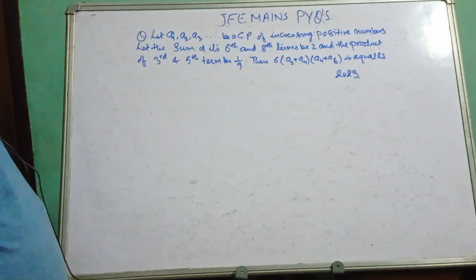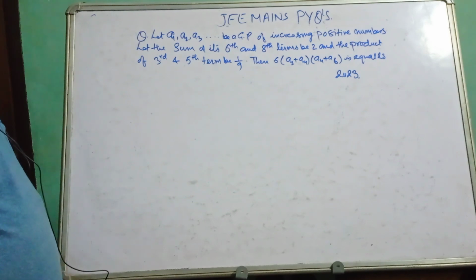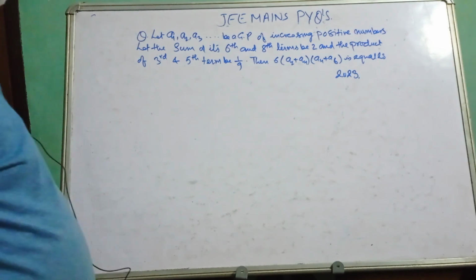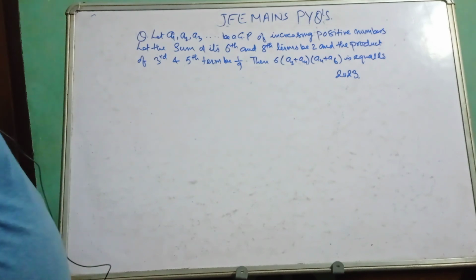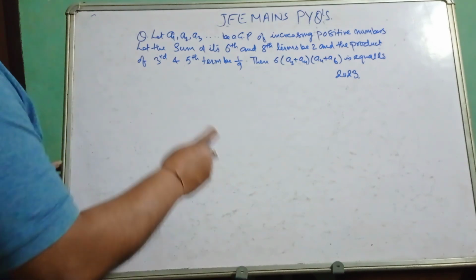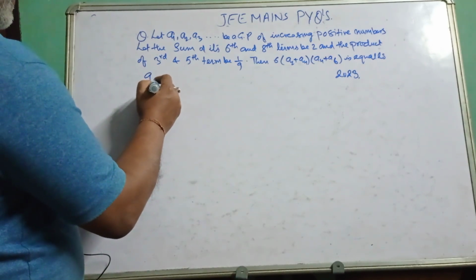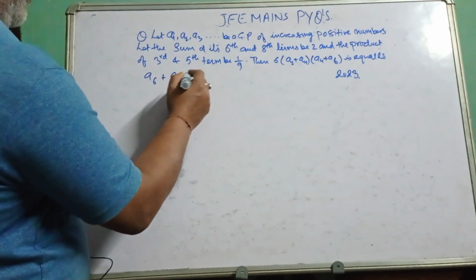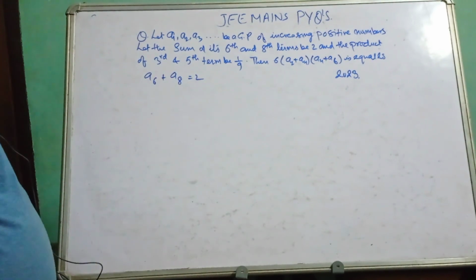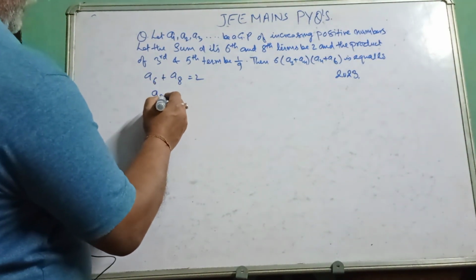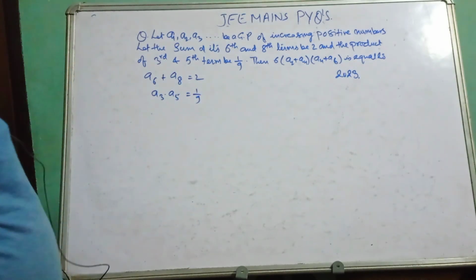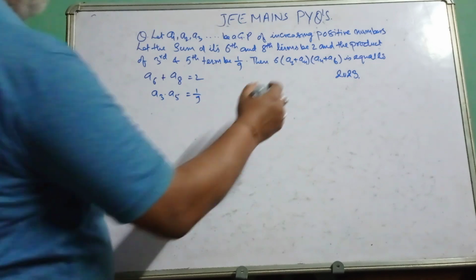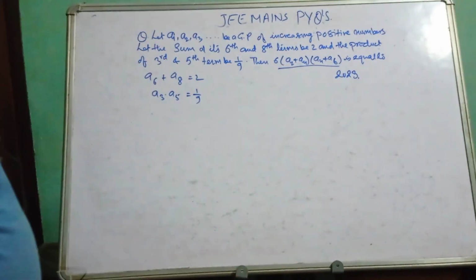Now my next question is: let A1, A2, A3 be a GP of increasing positive numbers. Let the sum of its sixth and eighth terms be 2, that is A6 plus A8 is equal to 2, and the product of A3 into A5 is equal to 1 by 9. This is given to you and you have to find the value of this.